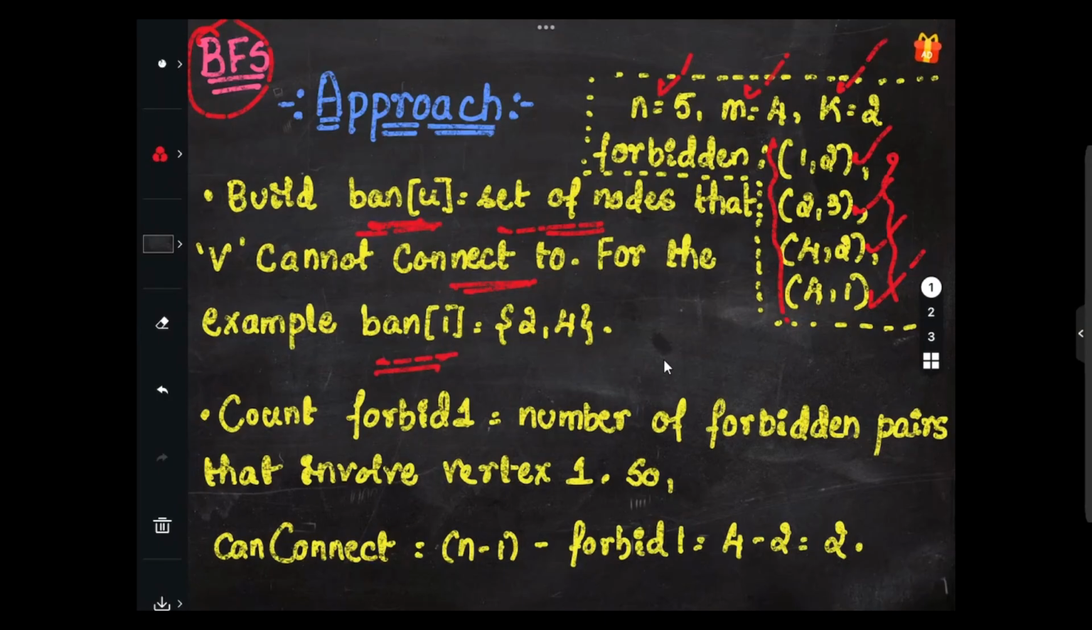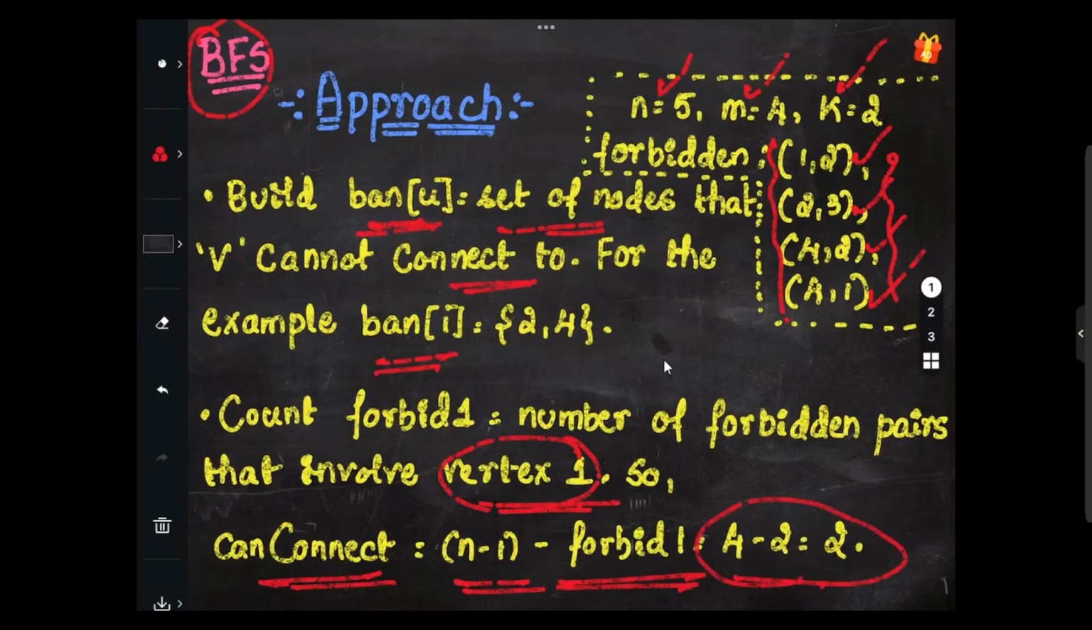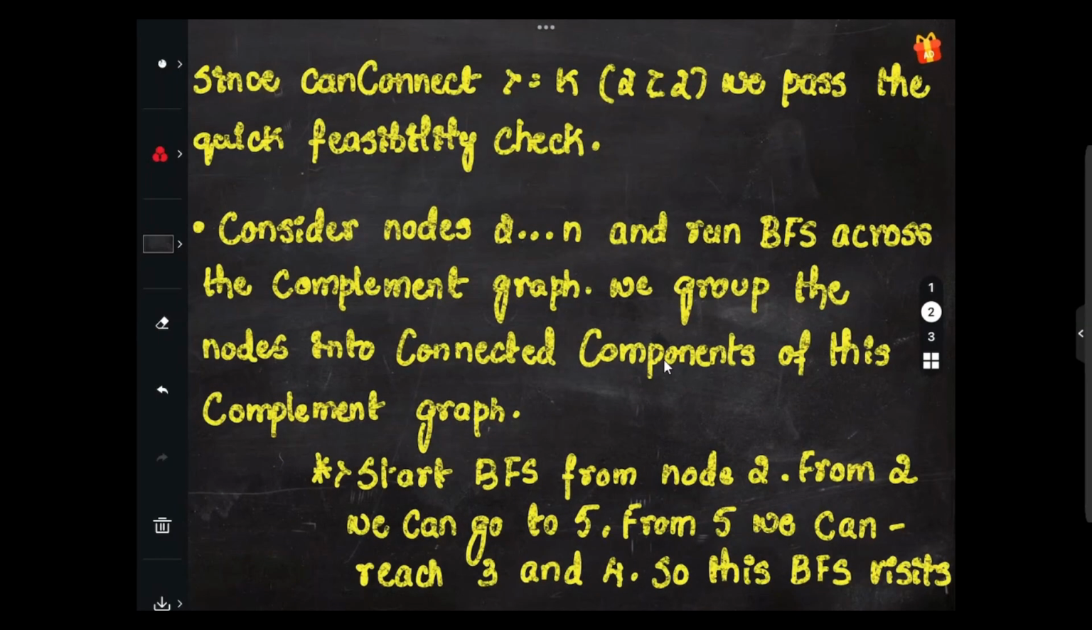This is fine. Now we have to count forbidden 1 that is equivalent to the number of forbidden pairs that involve vertex 1. So we will be going with can connect that is equivalent to n minus 1 minus forbidden 1, nothing but 4 minus 2 that is equivalent to 2. This is fine. The output that we got here is 2. So let's move on with the further things.